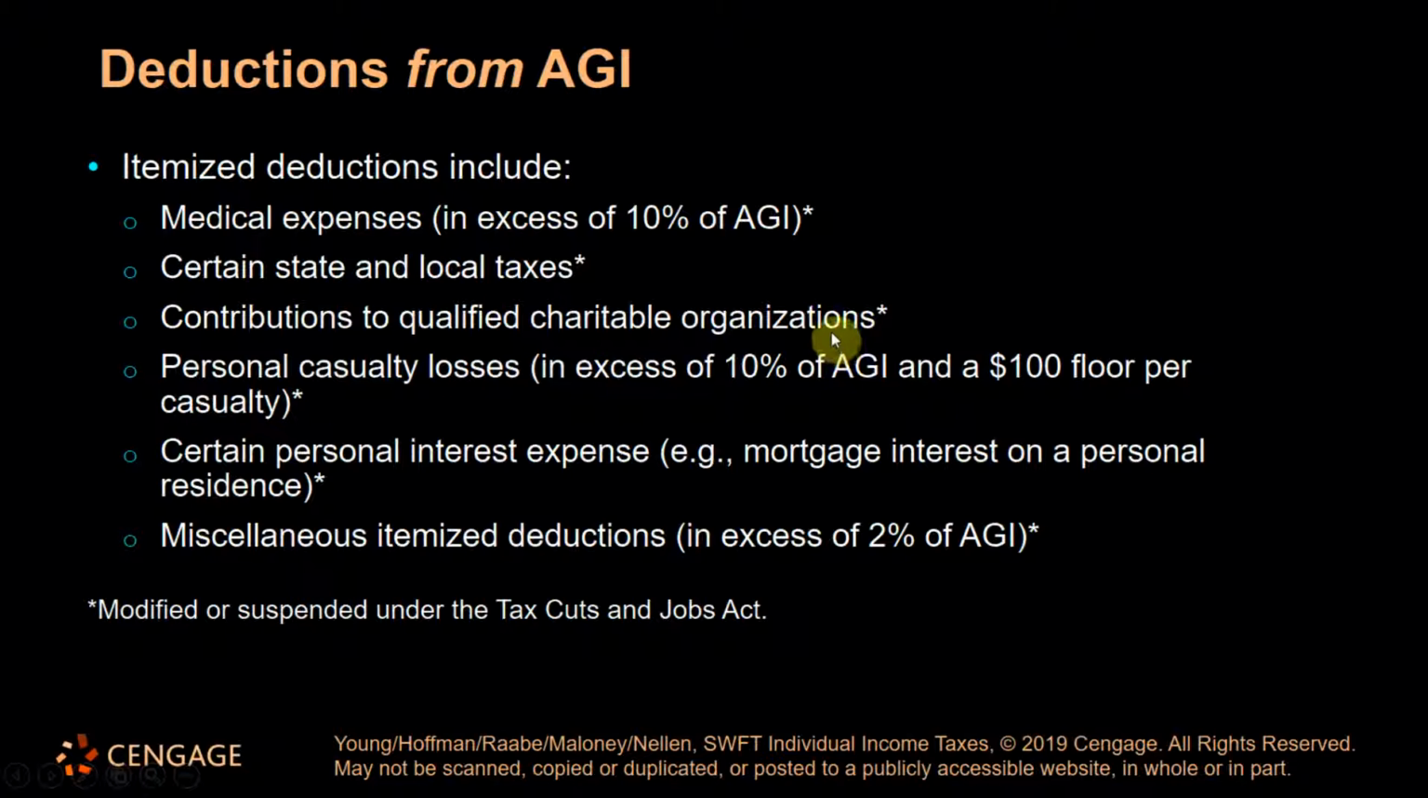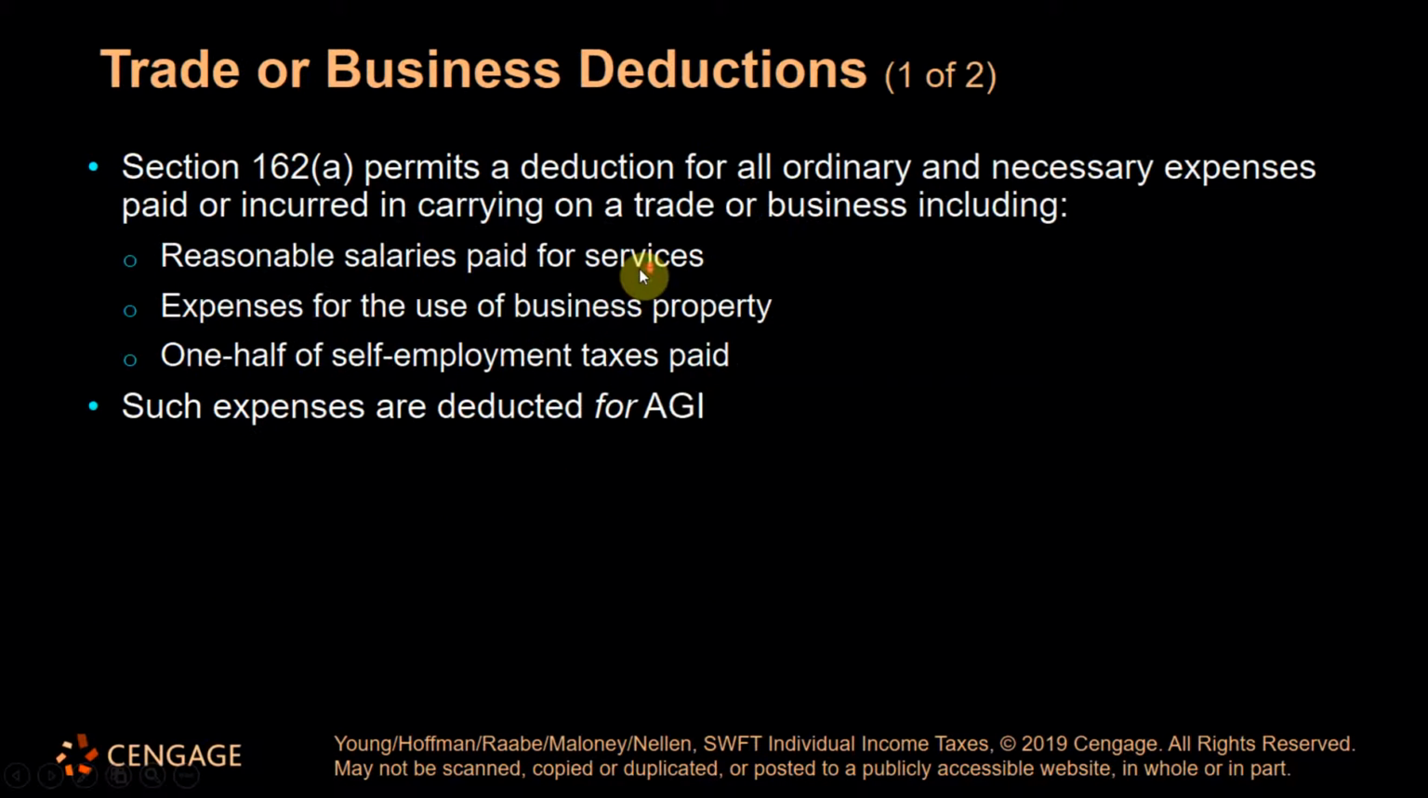We know about charitable contributions. That has increased to 60% in many types of contributions. Certain state and local income taxes, again, there are some new limitations. Up to $10,000 now of certain state and local income taxes can be deducted as an itemized deduction.